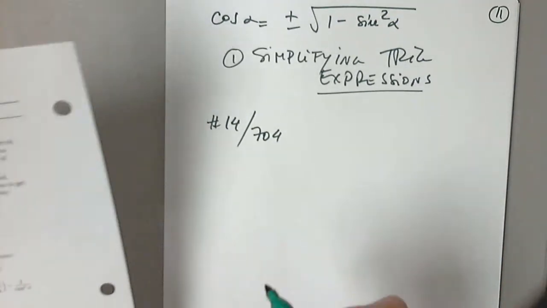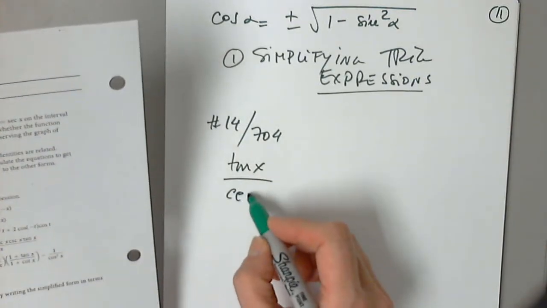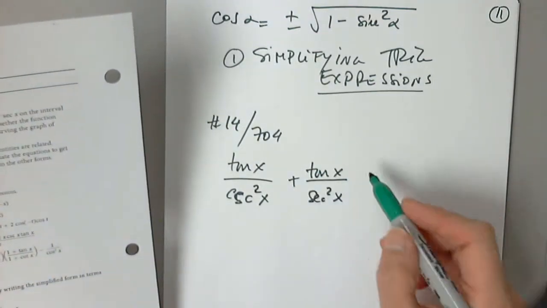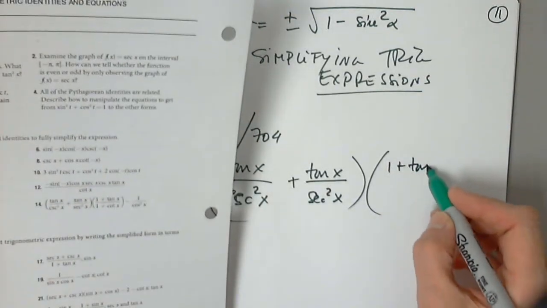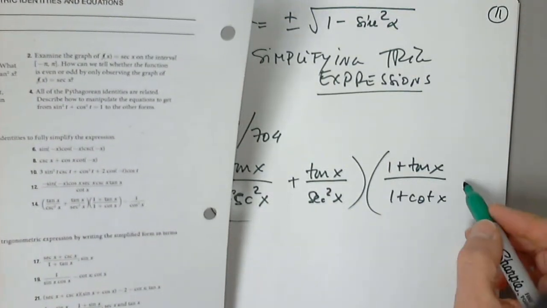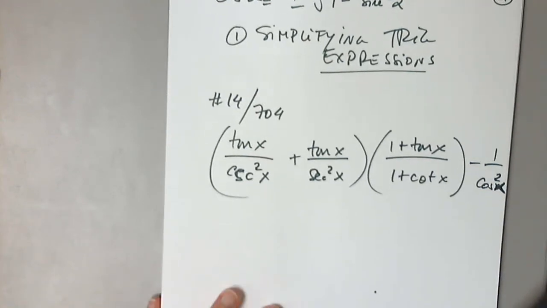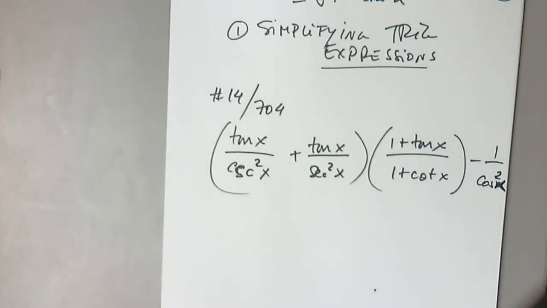Okay, so we said 14, so this is tangent x divided by cosecant squared x plus tangent x over secant squared x, everything is multiplied by 1 plus tangent x over 1 plus cotangent x, and then minus 1 over cosine squared x. Don't get scared. Please don't get scared of trig identities or trig expressions. Okay, so obviously this is a sum of two fractions. It's multiplied by another fraction, and then we subtract 1 over cosine squared.